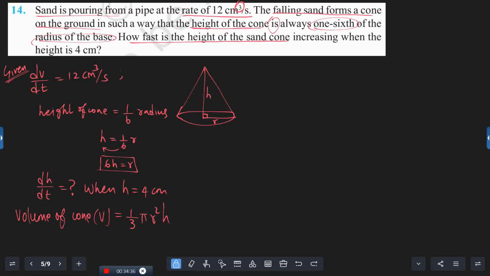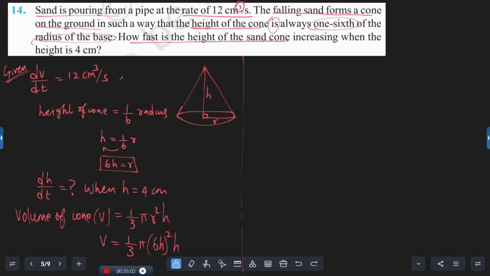What you need, that you keep. Other things you make it a number. I need dh by dt, so I need only h. I don't want r. So r I am going to replace as 6h. I hope you understand what I am telling here. Then V equal to 1 by 3 pi, r value 6 times h whole square into h.